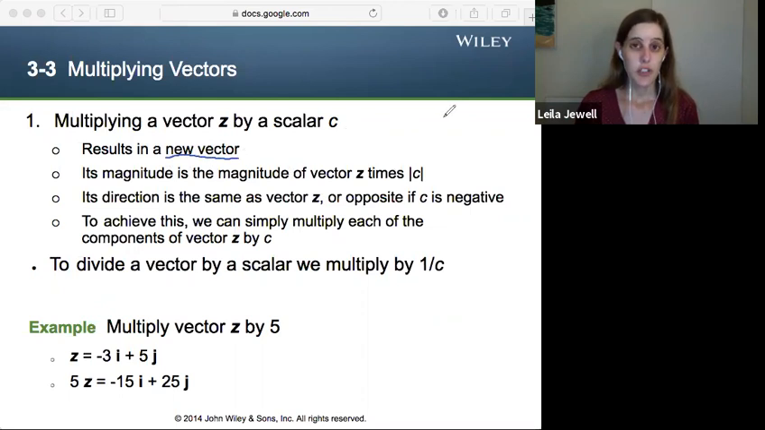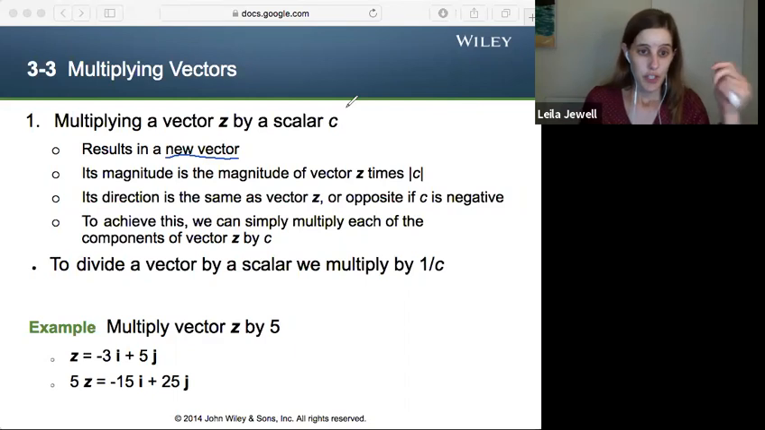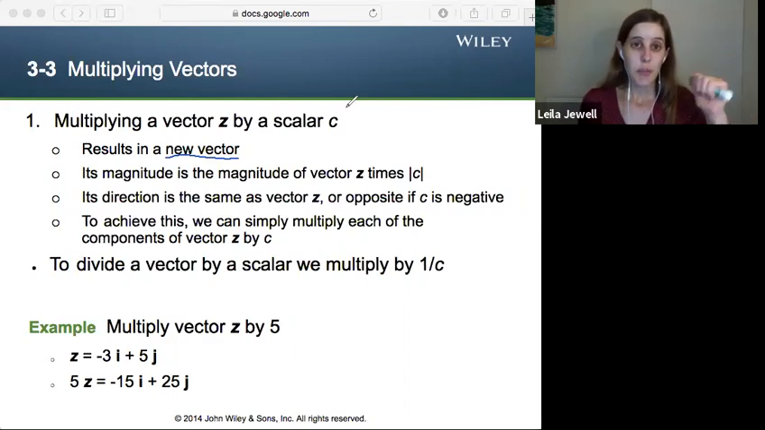The magnitude of the new vector is just going to be the magnitude of vector z times c. Cool. It's going to be the same direction as vector z as well, because c doesn't change the direction, except it could potentially flip it if c is negative, but that's about all that c can do. It's going to have to keep it pointed either that way or the exactly opposite way. So to achieve this, we can simply multiply each of the components of vector z by c, each of those scalar components, which helps us out, right?